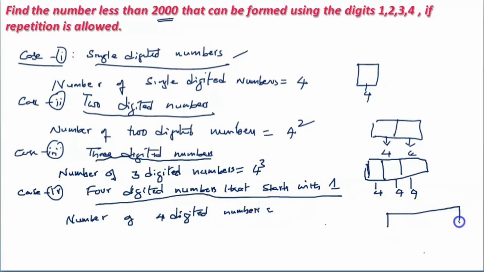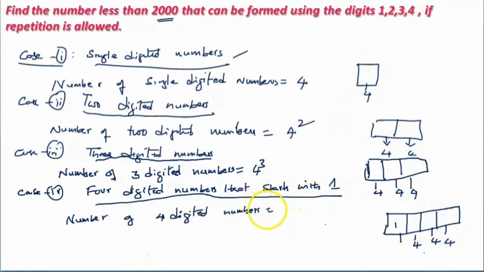Okay, it is a four-digit number. 1, 2, 3, 4 places are there. First place is filled with 1. It is fixed, so there is no choice for it. The remaining places can be filled in 4 ways each. Since repetition is allowed, each place can be filled with 1, 2, 3, 4 in 4 ways.